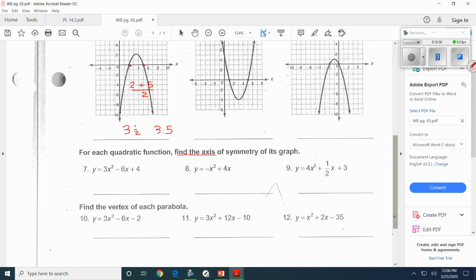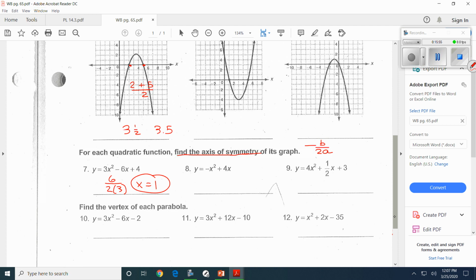To find the axis of symmetry, remember we use our -b over 2a formula. So we identify, and these are all in standard form, that's nice. So you take the opposite of b, which was 6, and you divide by 2 times a. So the axis of symmetry here would simply be 1. X equals 1.